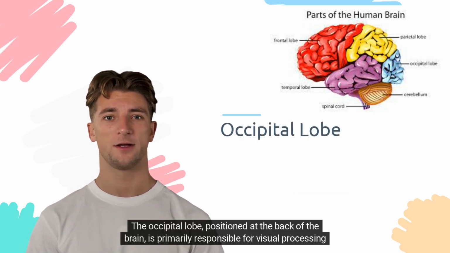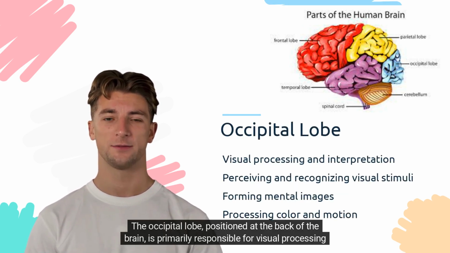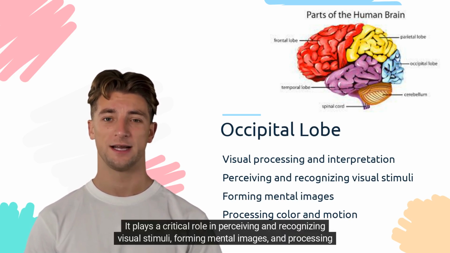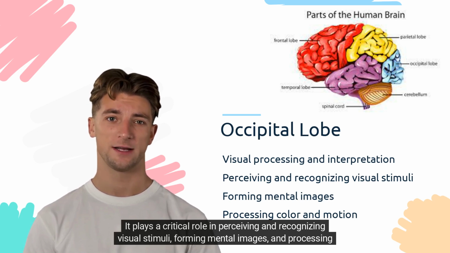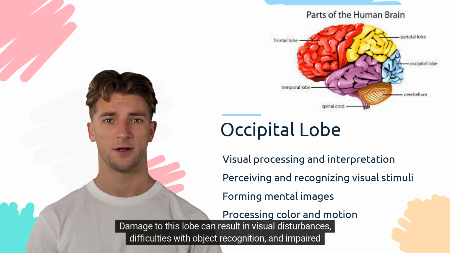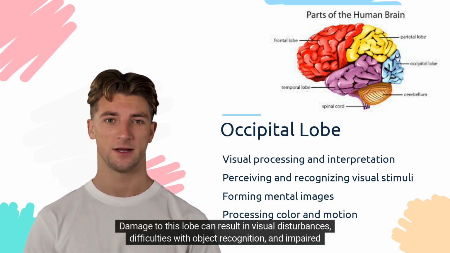The occipital lobe, positioned at the back of the brain, is primarily responsible for visual processing and interpretation. It plays a critical role in perceiving and recognizing visual stimuli, forming mental images, and processing color and motion. Damage to this lobe can result in visual disturbances, difficulties with object recognition, and impaired visual memory.